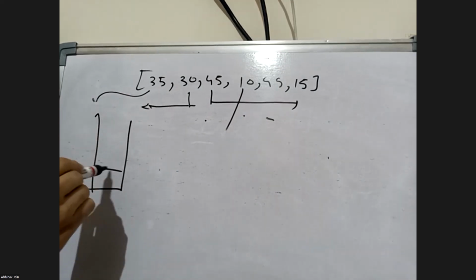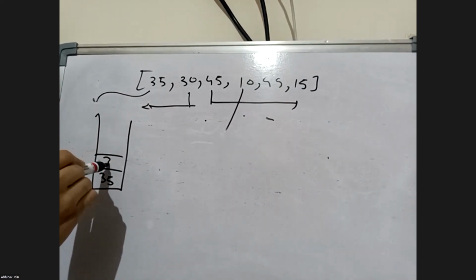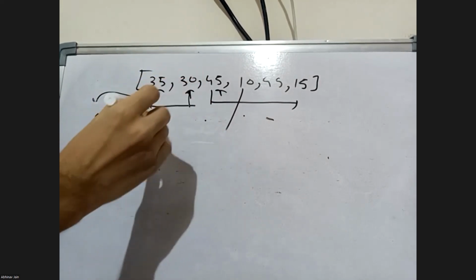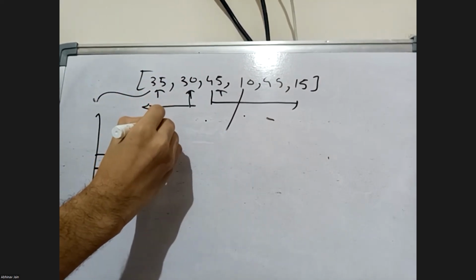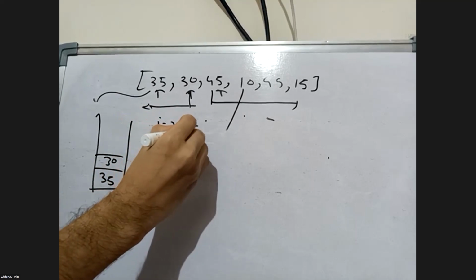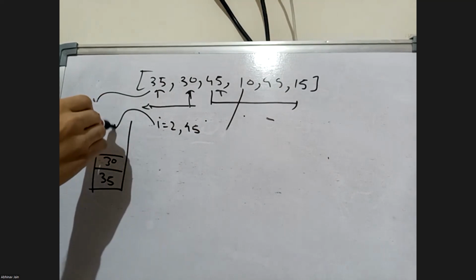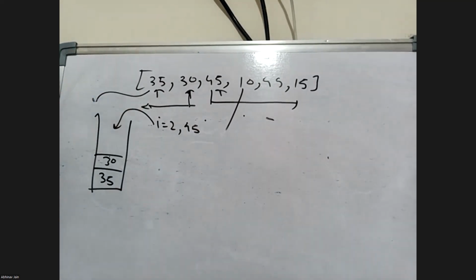So our stack was 35 with 30. Our I was 0 here, I was 1 here, I is 2 here, right? So at I equals 2, our element is 45. Now again, we go into our while loop and see if this 30 is less than 45. While it is less than 45, we need to pop it.